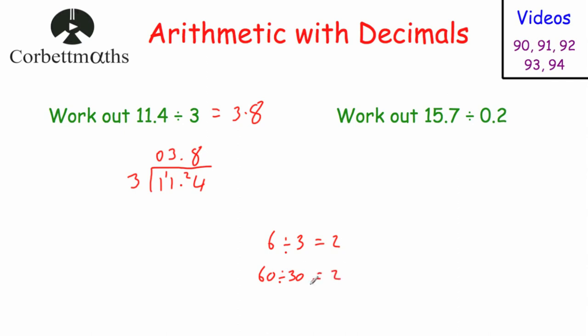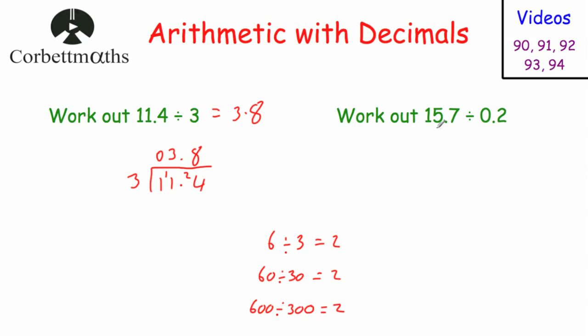Well that's also 2. Or if I times both of these numbers by 100 and said what's 600 divided by 300? That's also 2. So whenever you multiply both the number you're dividing and the number you're dividing by 10 or 100 or 1,000, after you do the division, the answer will always be the same.